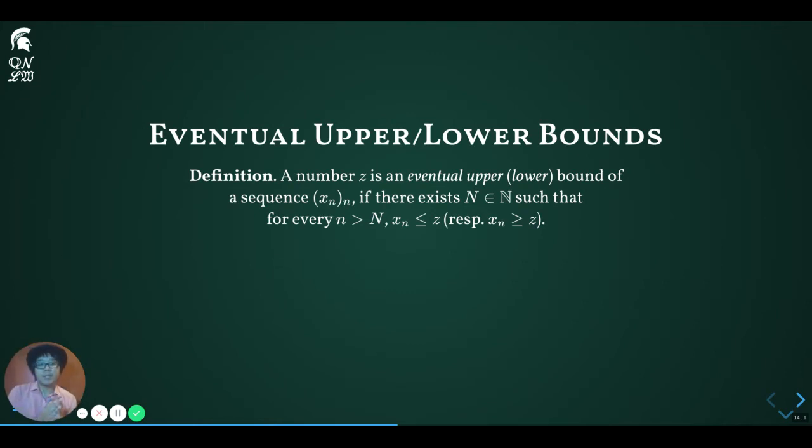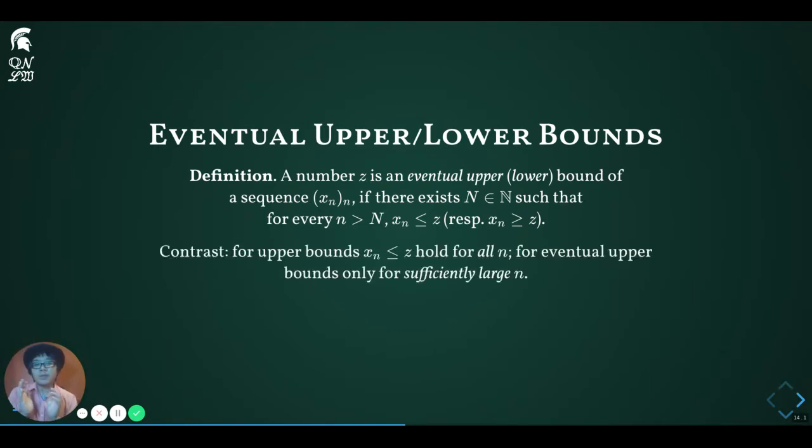A number z is an eventual upper bound of a sequence if there exists some capital N such that for every index later than capital N, the term x sub n is no more than z. We can define eventual lower bound also just by switching the inequality sign. You see that the definition is almost the same as that of an upper bound, except that for an upper bound, the inequality x_n is less than or equal to z must hold for all indices. But for an eventual upper bound, we only need it to hold for sufficiently large indices.